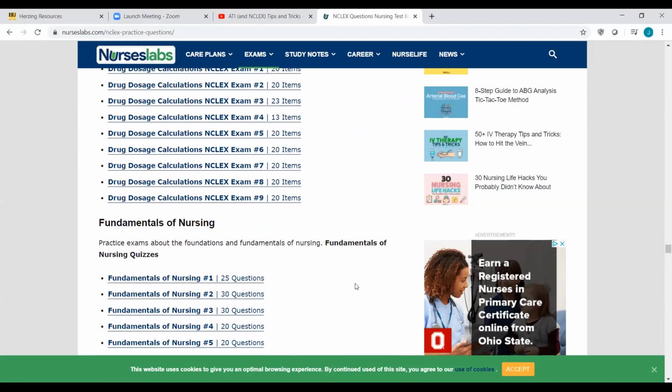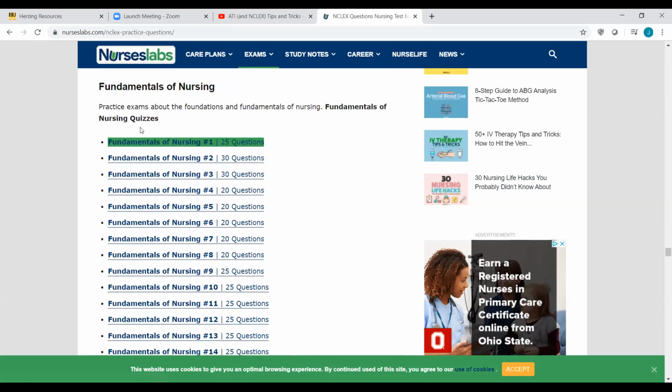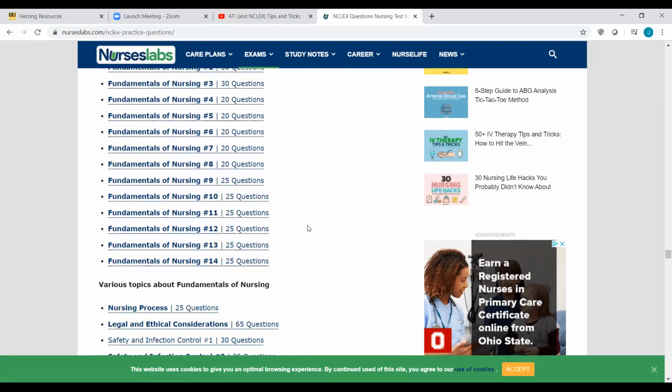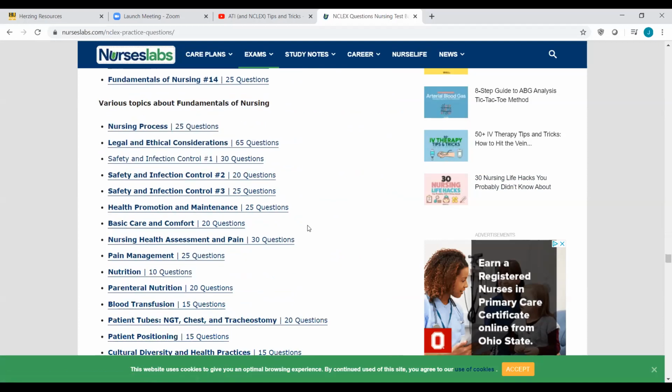So eventually, as you keep going, here's fundamentals, right? So these ones here are just basic everything in fundamentals, right? So here's 25, 30 questions, it varies. But then they even break it down even more, which is what I like about this website, because other ones that you go to, they don't do this. So you know how when you take a fundamentals ATI exam, like when you did your practice ones, when they break it down on your printout, they break it down into different categories like basic comfort and care, safety and infection, and all of that. Well, look what this does.